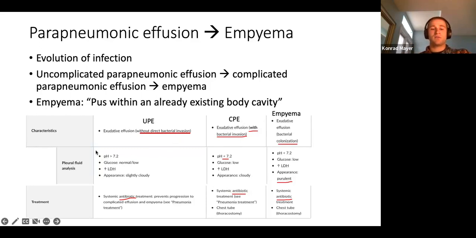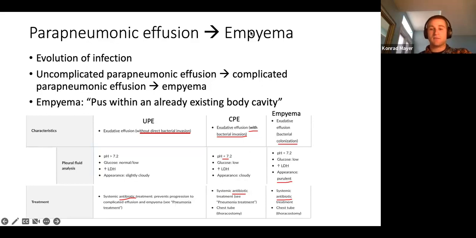And along with the evolution of infection, the pH decreases, glucose diminishes, same as in a cerebrospinal fluid tap. If we have meningitis, the glucose is low, the pH is down, LDH is up, and it appears more cloudy the worse it gets. So in the beginning, uncomplicated, it is slightly cloudy, then it becomes cloudy, and then it becomes purulent, which is proliferation and colonization.